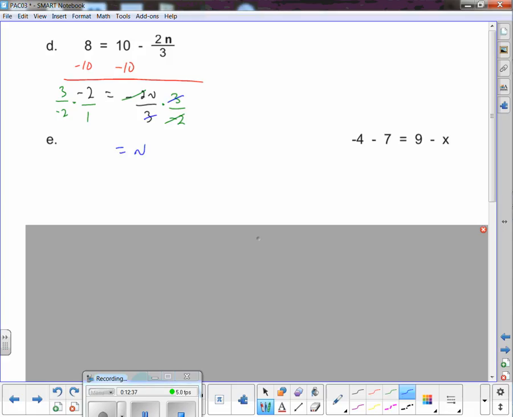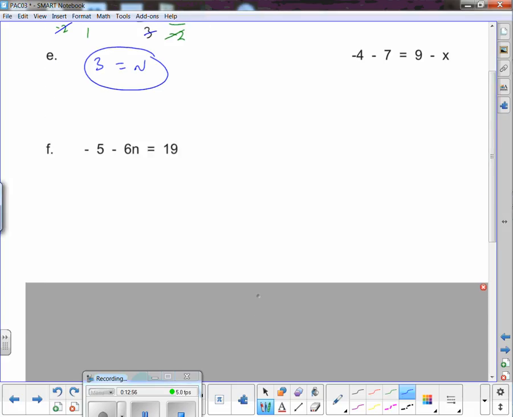Which equals a what? Not a -3. Amber? Right? The -2 divided by -2 is a 1, and you're left with 3. Negative divided by a negative is a positive. And D is done.